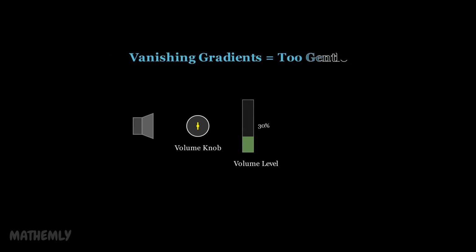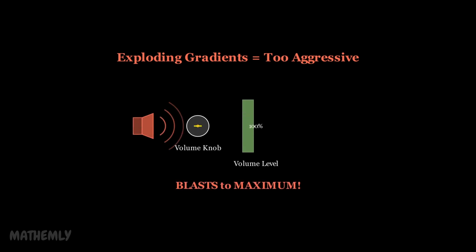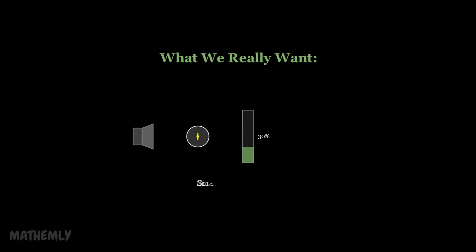Think of learning like adjusting the volume on a speaker. Vanishing gradients are like turning the knob so gently that the sound barely changes. No matter how long you try, nothing improves. Exploding gradients are the opposite. One tiny adjustment suddenly blasts the volume to the maximum. What we really want is smooth, controlled adjustments, small but meaningful changes that improve the sound step by step. Neural networks face the same challenge when adjusting weights during training.